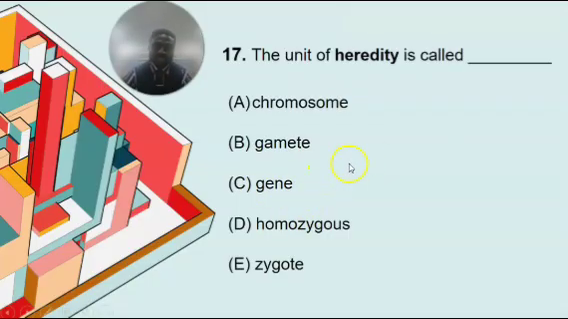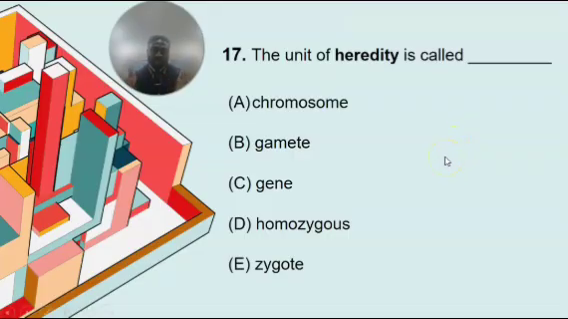So gene is actually the basic unit of heredity. Of course, heredity is the branch of biology that deals with the study of the transmission of traits or characteristics from parents to their young ones, or progeny or offspring, from one generation to another. So gene is the basic unit because in the gene are contained the chromosomes, and the chromosomes are found right inside the nucleus of the organism.